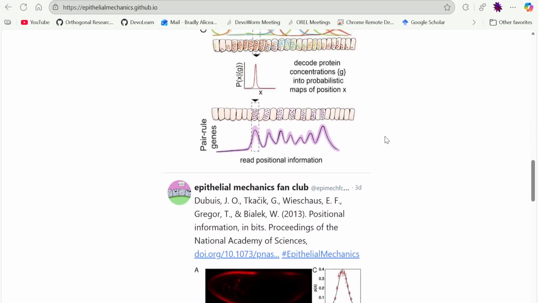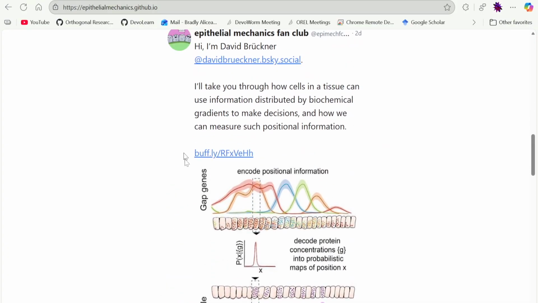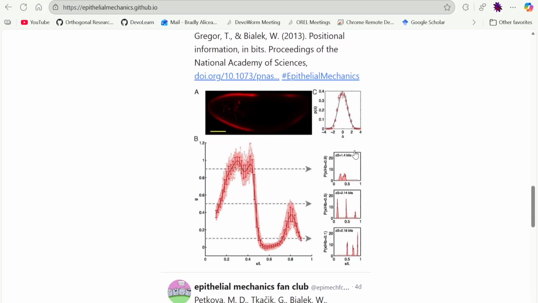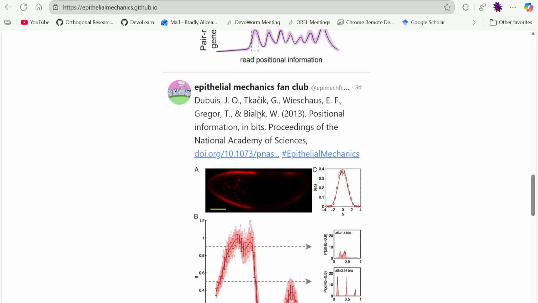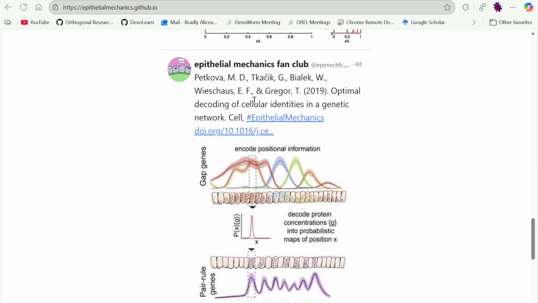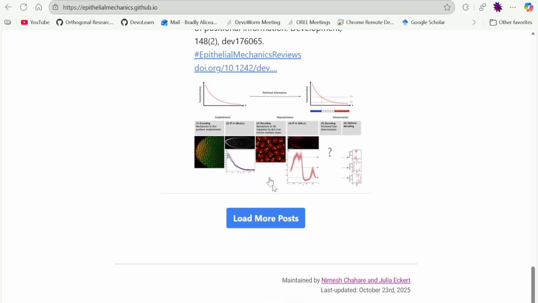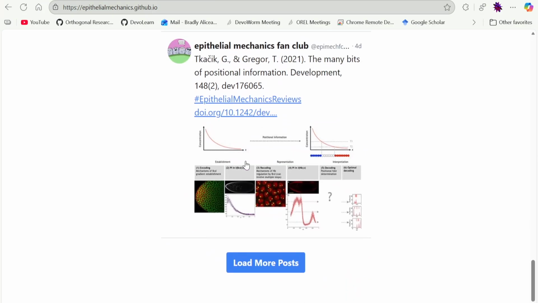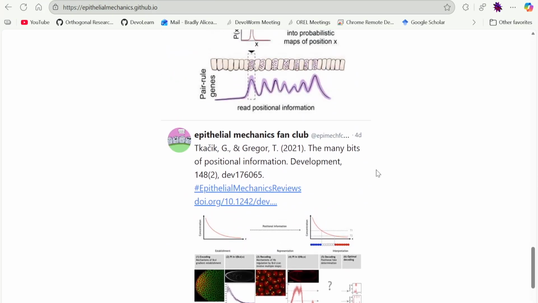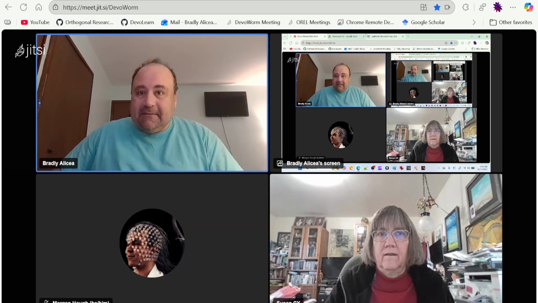So, this is a good source of getting new papers that look interesting and then getting a tutorial on them. This is something on positional information. This is positional information in bits. That's an older paper. This is optimal decoding of cellular identities in a genetic network. There are quite a few papers that I've picked from here that have been really interesting. So that's that.